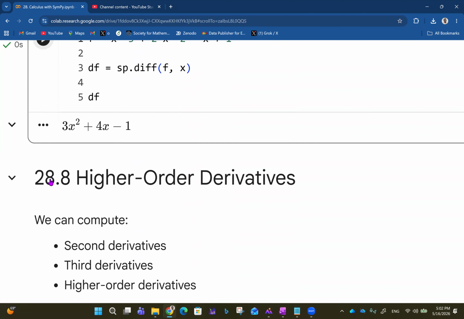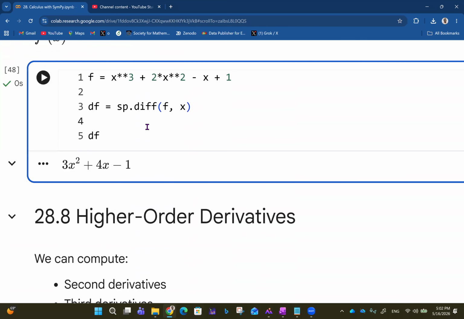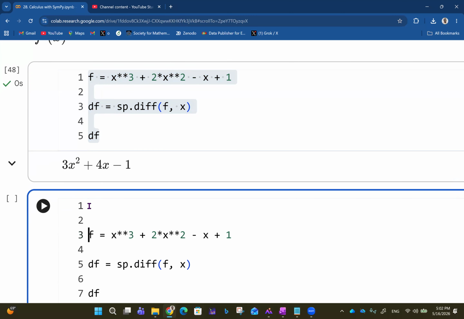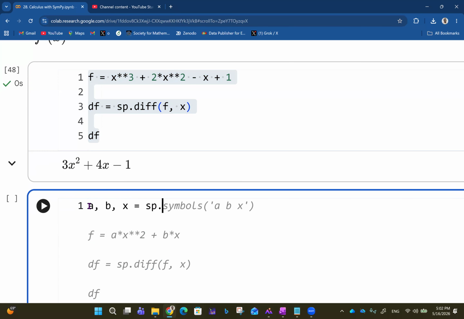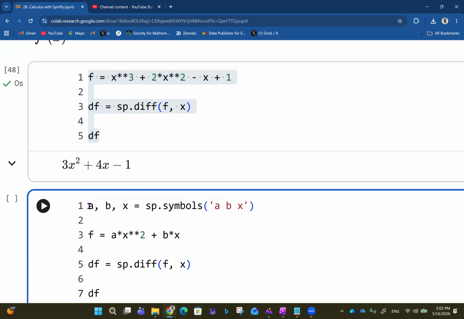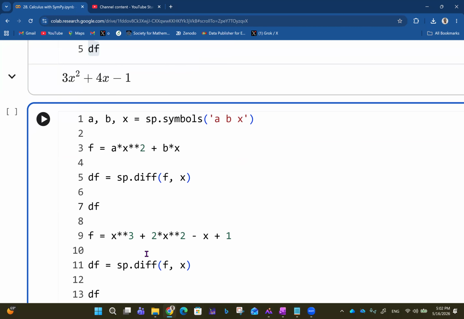Now, this is important because you can have other variables. Let me do the same thing now, but let me introduce new variables. Imagine I want to introduce a, b, x, and then I have sp.symbols. Okay, now it's even doing all that. It's hearing what I'm saying. So now it's bringing in these functions.